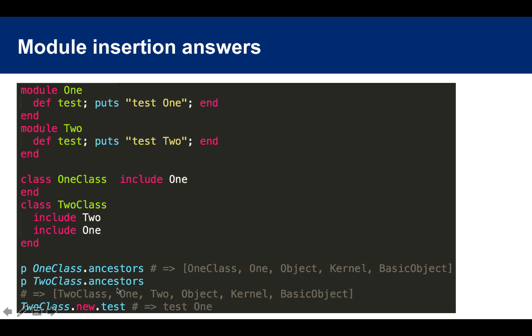And what happens is when the Two class is looking for this method called test, it's not part of the Two class itself, and the module that it looks at next for that method is module 1. So when you actually use this method, you're going to get test 1, because that is the module in the hierarchy that is the next one.